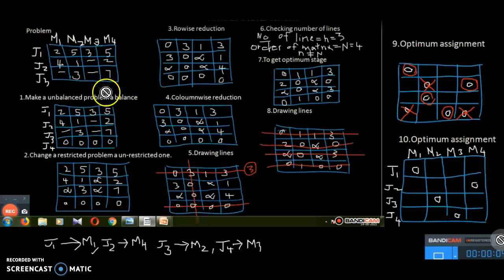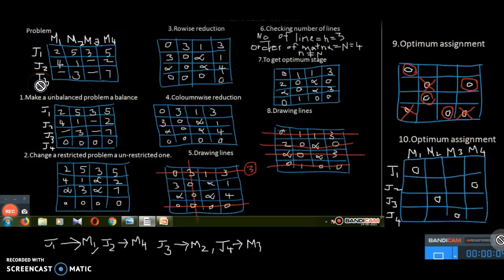The problem is this: there are three jobs J1, J2, J3, and there are four machines: M1, M2, M3, M4, and we have to assign these three jobs to these four machines so that the assignment cost should be minimum, and that's the way we have to do. Okay, so we usually do that.